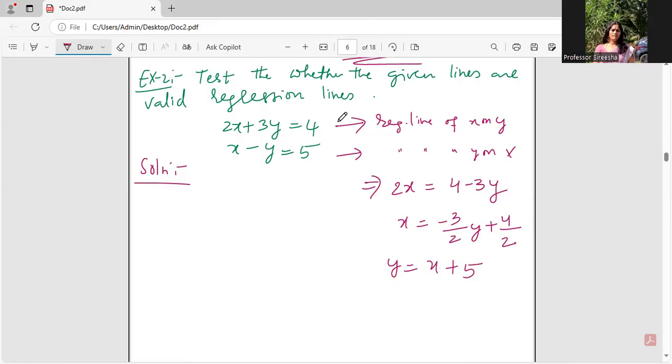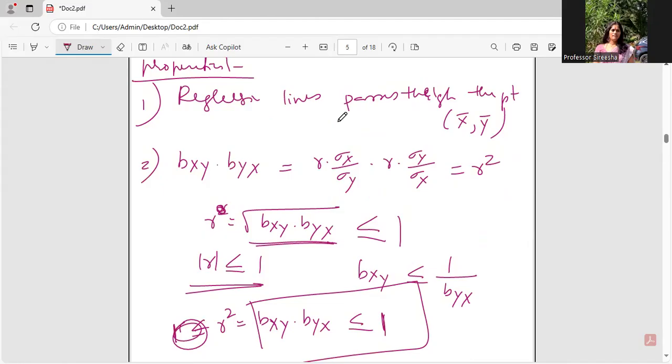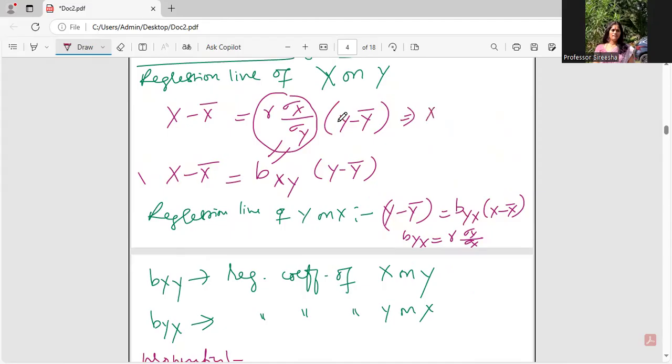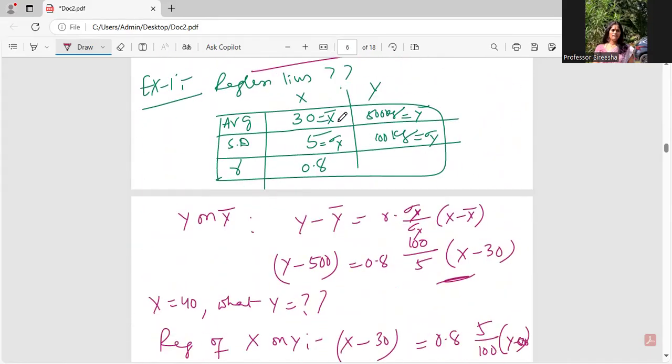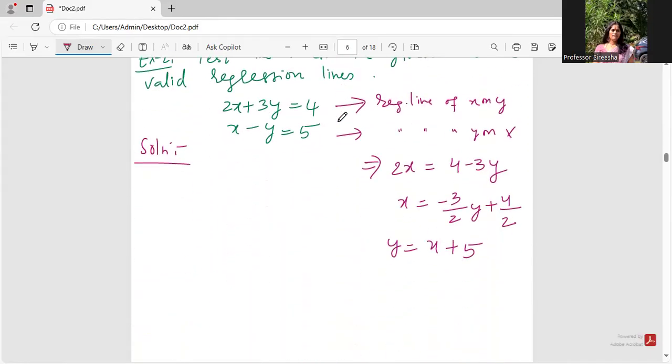Now you see, what are the regression coefficients? If you observe, guys, in the previous properties that I have discussed, one more thing is that when I'm writing x minus x bar, usually how do I write an equation of a straight line? Y minus y bar is equal to m into x minus x bar. In the place of m, I'm having the regression coefficients.